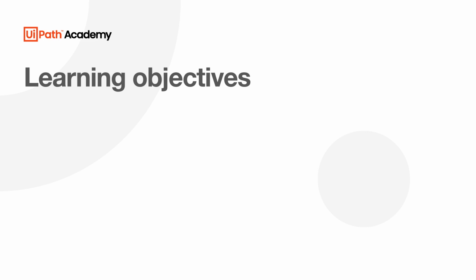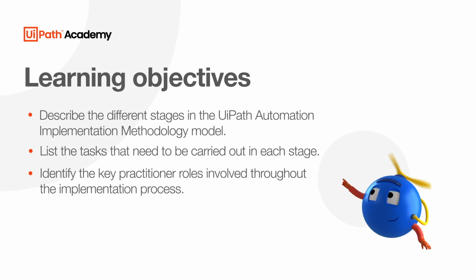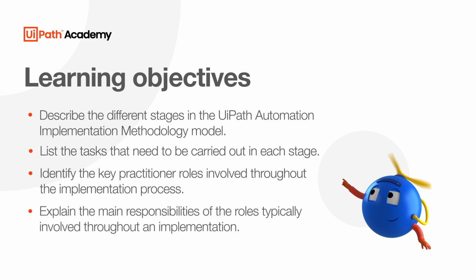Upon completion, you'll be able to describe the different stages in the UiPath Automation Implementation Methodology Model, list the tasks that need to be carried out in each stage, identify the key practitioner roles involved throughout the implementation process, explain the main responsibilities of the roles typically involved throughout an implementation, and summarize the expected output of each stage. All set? Great, let's get started.